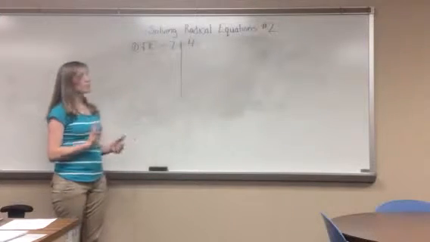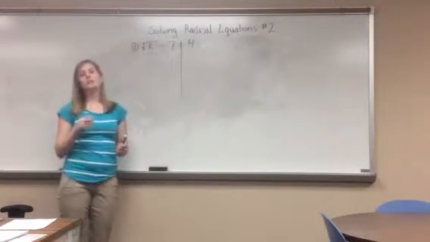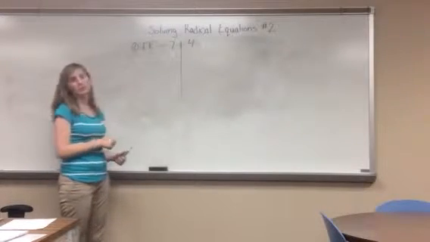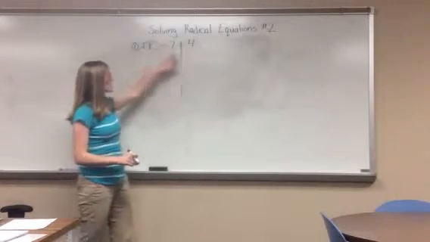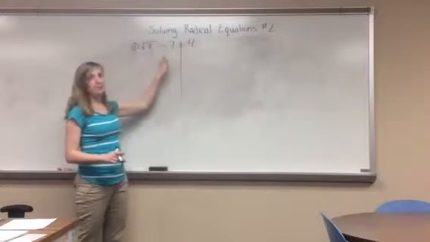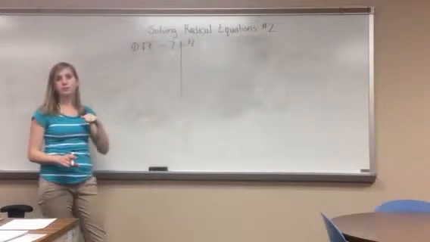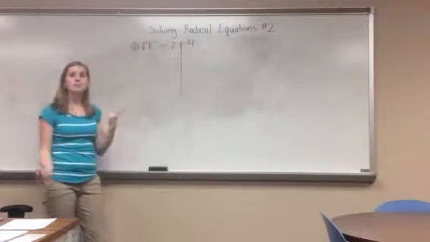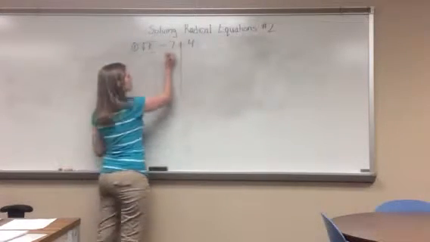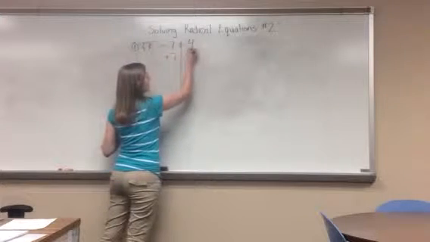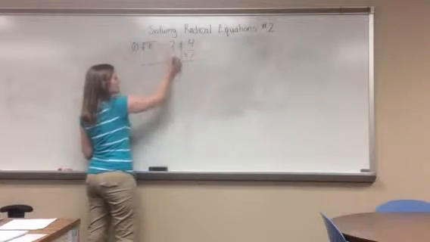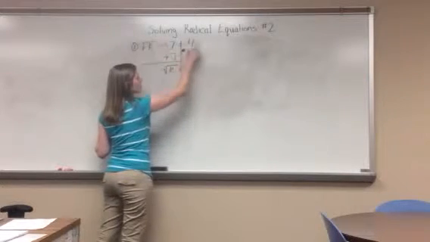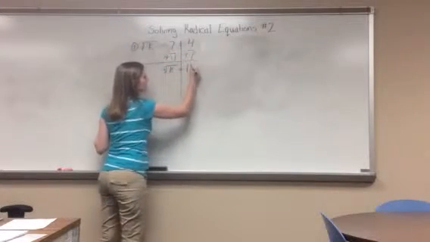If you ever have a number outside of the square root, you have to cancel out that number first before you cancel out the square root. So that means I need to cancel out this minus 7 before I can get rid of the square root that's over the k. So to cancel out a minus 7, the opposite would be to add 7. So I'm going to add 7 on both sides. My 7's cancel. I get the square root of k equals 4 plus 7 is 11.